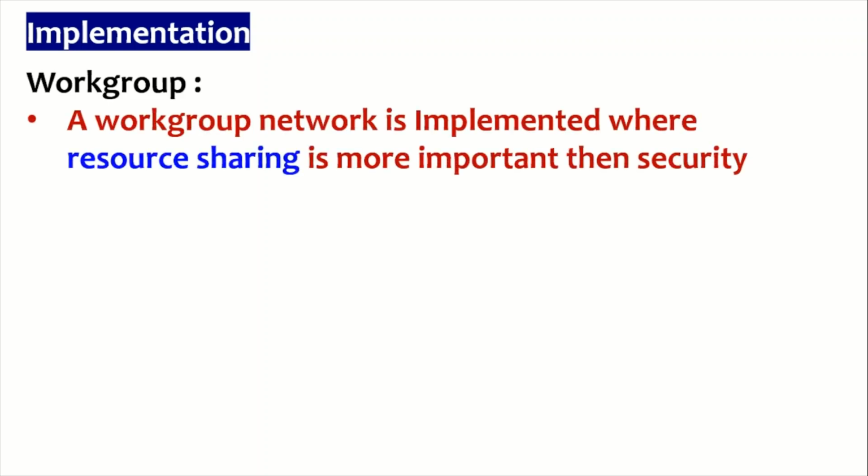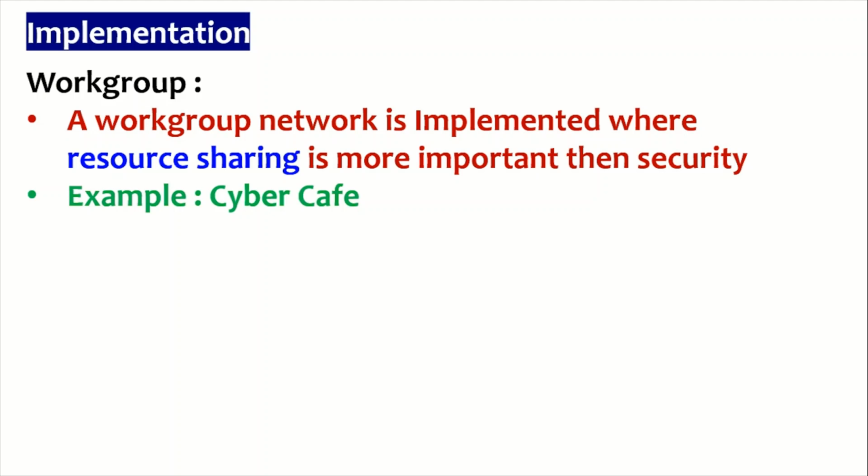So the next point of comparison is implementation. We need to understand where to implement a workgroup network and where to implement a domain network. Typically, workgroup networks are implemented where resource sharing is more important than security. So we are more concerned with resource sharing. We are not concerned with security. In such scenarios you will implement a workgroup network. For example, a typical cyber cafe.